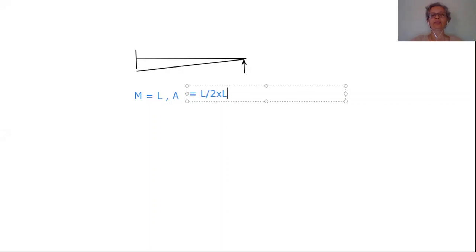So half L square. And next we have to find out the distance x. How much is the distance x? How much is the CG, centroidal distance? It is going to be 2/3 L from the right. 2L by 3. Okay. Is this clear?